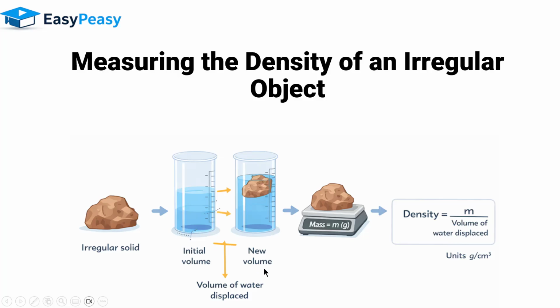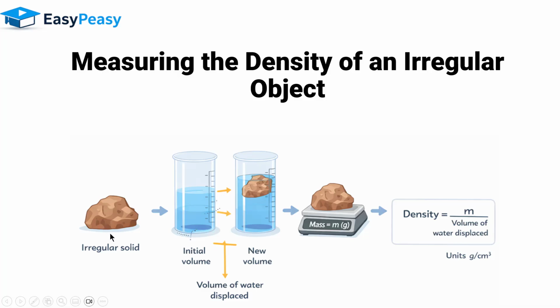Then to find the volume of the irregular solid, we just need to minus the old volume from the new volume, and we will get the actual volume of this irregular solid. For mass, we just need to put it on the weighing machine and get the value. Now we have both values of mass and volume. We can put it in the formula and get the answer.